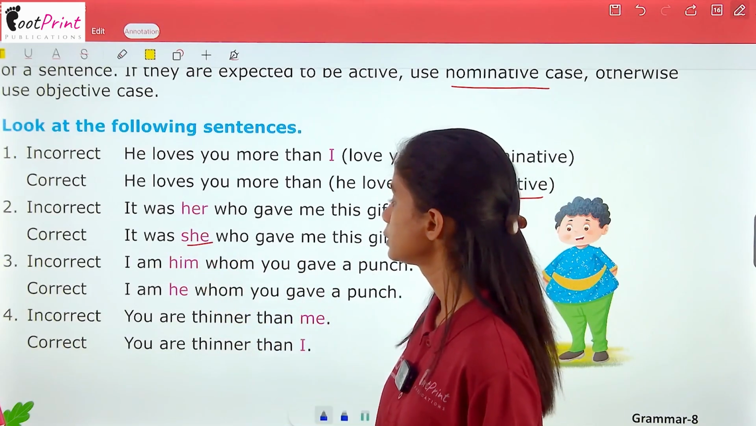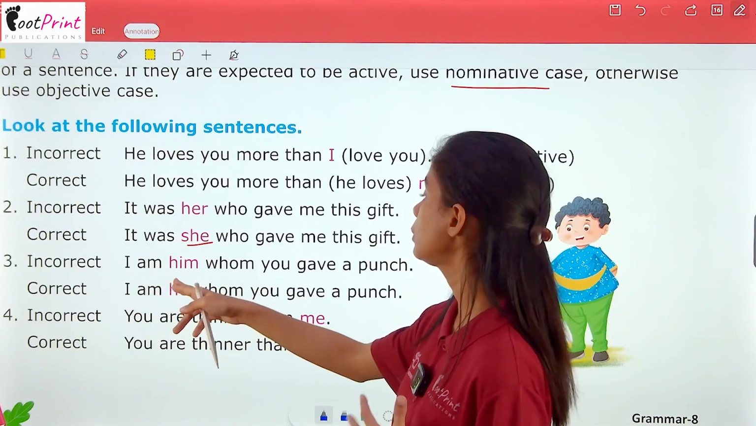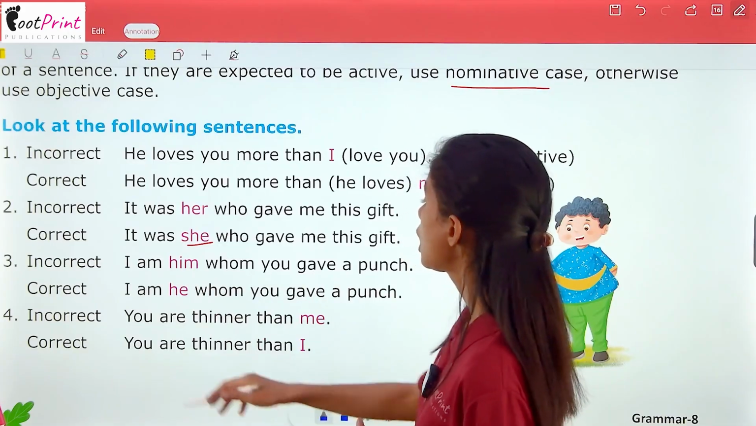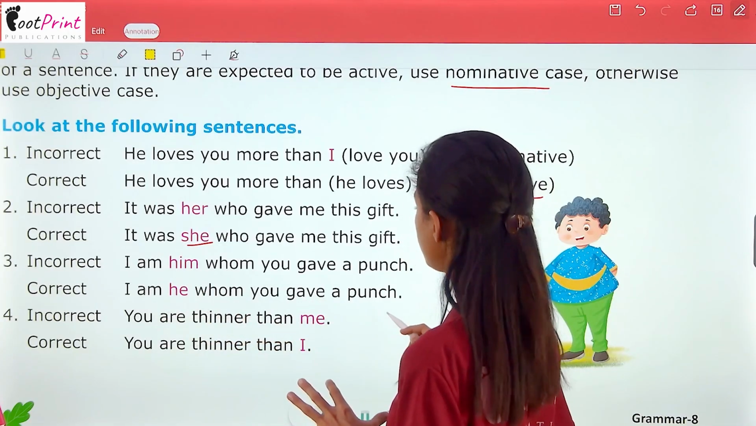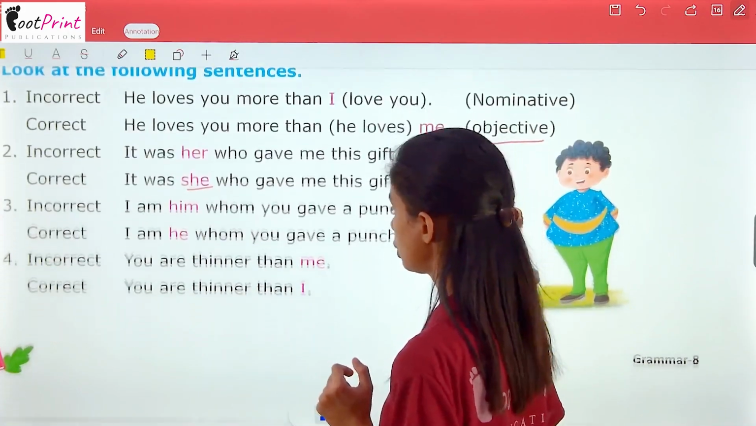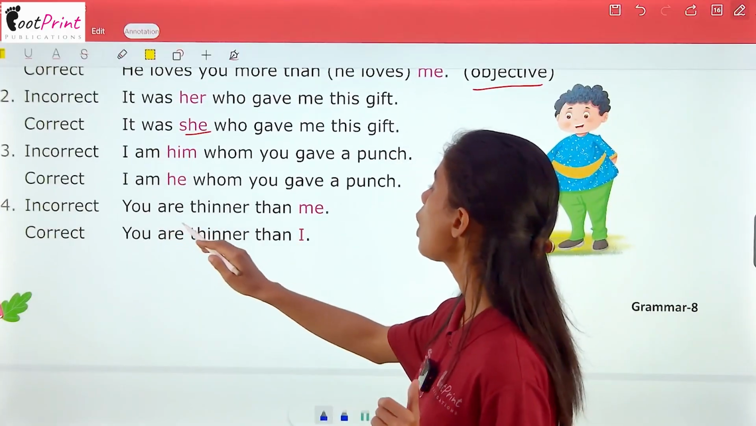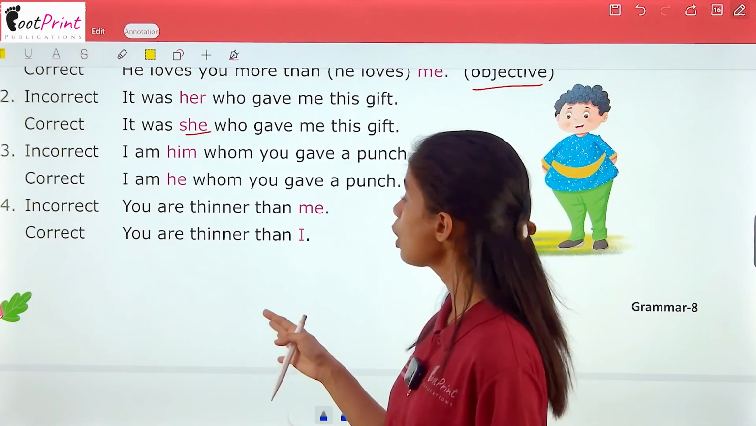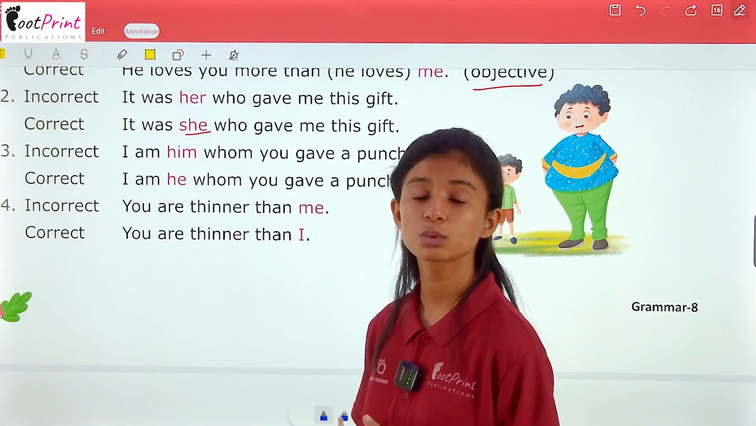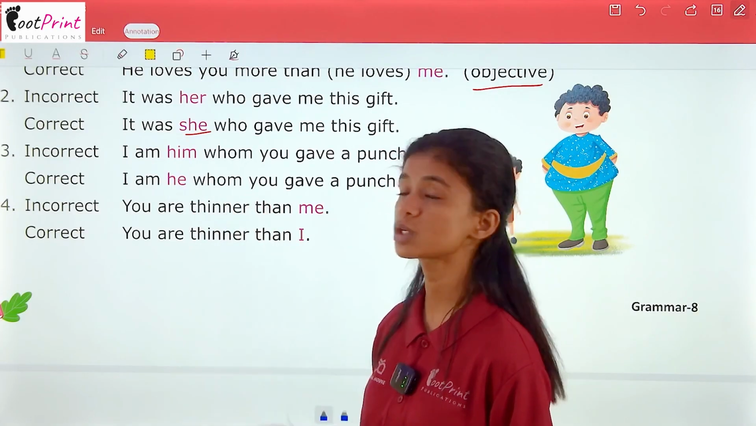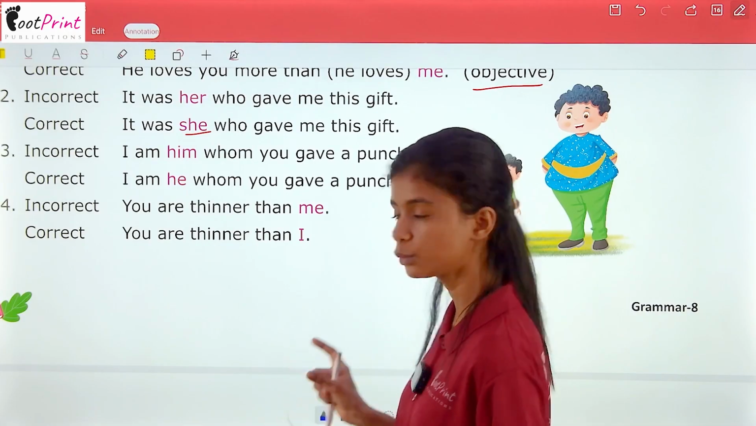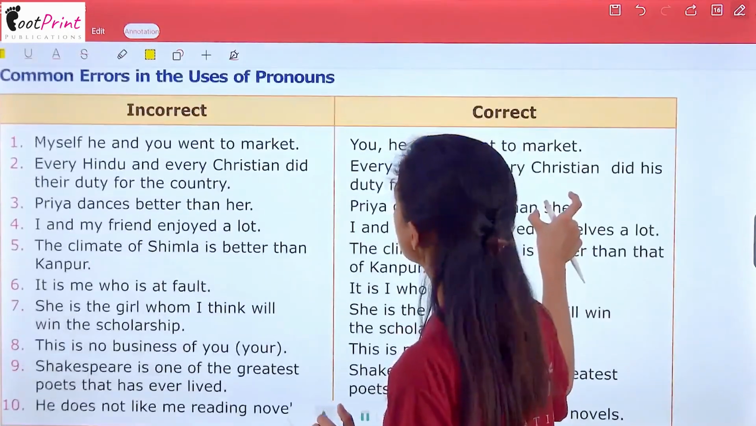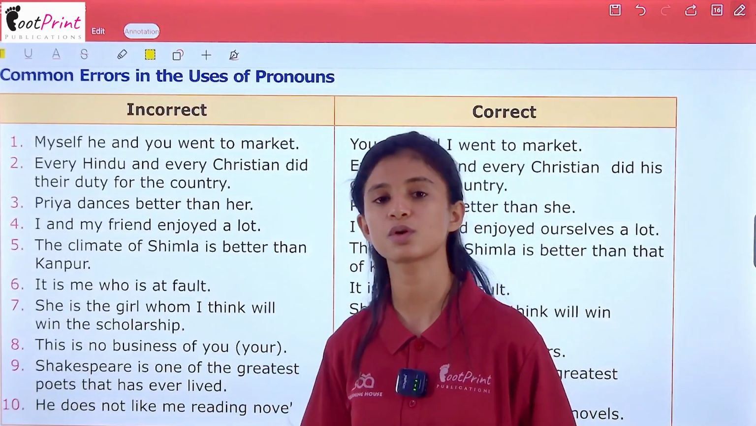Okay? Now, the incorrect one is I am him who you gave a punch. No, this one is wrong. I am he whom you gave a punch. Okay? Again, you are thinner than me. Again, we are doing this wrong. You are thinner than I. So, some of the words are silent in such kinds of sentences. You have to be very careful while doing these. Okay? Alright? Now, we are going to read about some common errors in uses of pronouns.